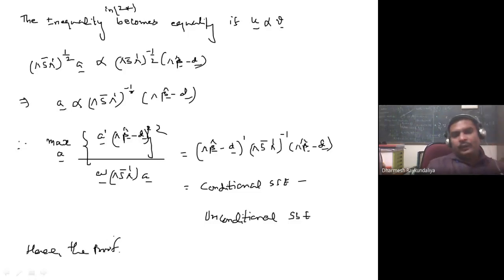Okay, so you can write the difference between the conditional SSE and unconditional SSE as a quadratic form of a BLUE, but that can also be expressed as a maximum over a of a dash lambda beta cap minus d whole square upon a dash lambda s bar lambda dash a. So how have we proved this theorem? We have used the concept of the Cauchy-Schwarz inequality, and we assumed u is equal to lambda s bar lambda dash raised to half a and v is equal to lambda s bar lambda dash raised to minus half lambda beta cap. Any questions up to this?